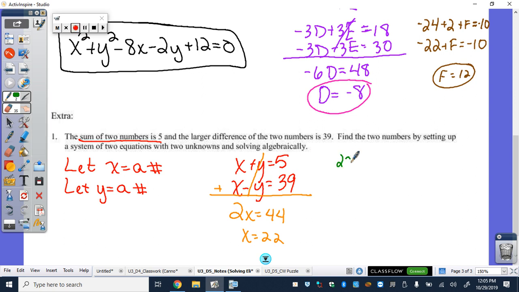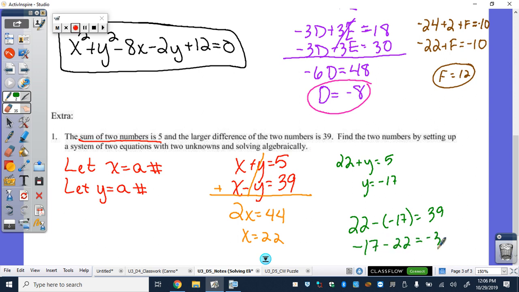So if I plug 22 back in, what does y end up equaling? Negative 17. So now the reason why it said the larger difference is because if I do 22 minus negative 17, it ends up adding and gives you 39. But if I subtract them the other way, I get negative 39. So 39 is just larger. It was trying to help you tell which way to set up your equations there. So we always need a sentence for word problems. The numbers are 22 and negative 17.